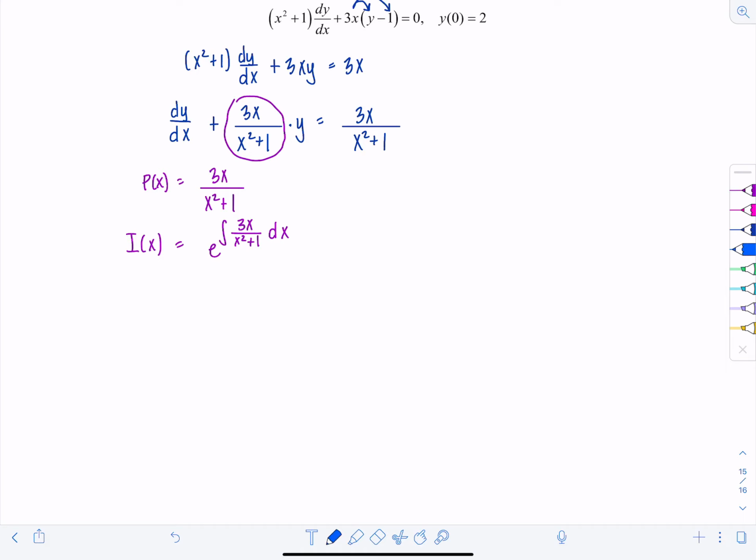How do we anti-differentiate this? Do you remember how to use sub? We're going to let u equal x squared plus 1. So then du would be 2x dx.